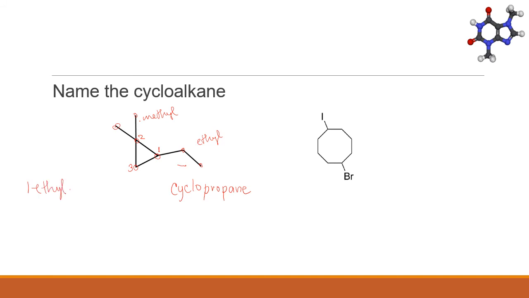Okay. Now since we have 2 methyl groups attached to carbon number 2, we have to write number 2 as many times as there are alkyl groups attached. And remember, if there are 2 methyl groups attached, we have to use the prefix indicating how many methyl groups there are. In this case, we use di. So this structure is called 1-ethyl 2,2-dimethyl cyclopropane.